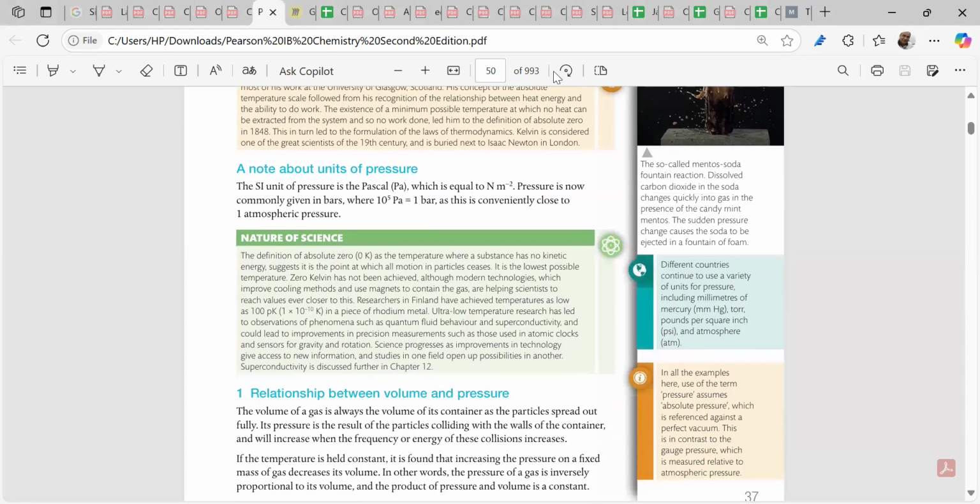Now, the units of pressure. The unit of pressure can be pascals, and it can be bar. What is the relation between pascal and bar? 10 to the power 5 pascal is equal to 1 bar. Is it clear over here?